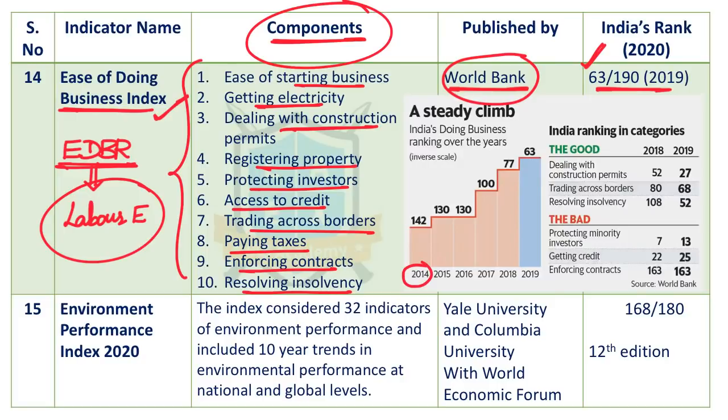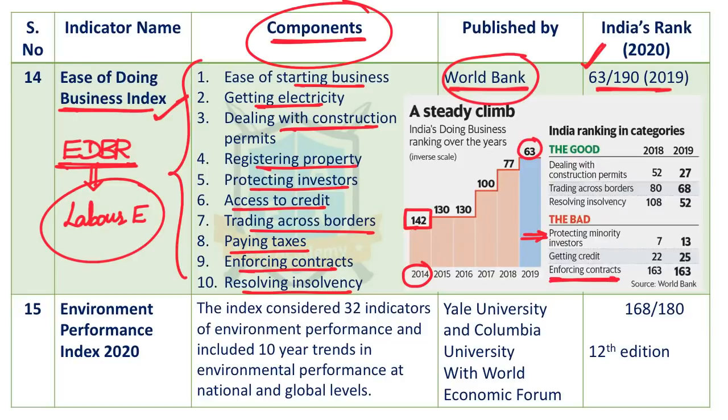Since 2014, we improved in this ranking. Earlier our rank was 142. Now we are at 63rd position. But we are performing badly in certain areas: protecting minority investors, getting credit, enforcing contracts, especially in enforcing contracts, we are performing badly.